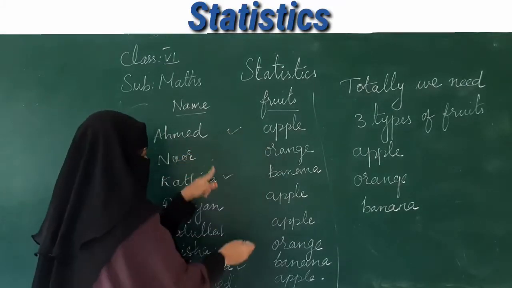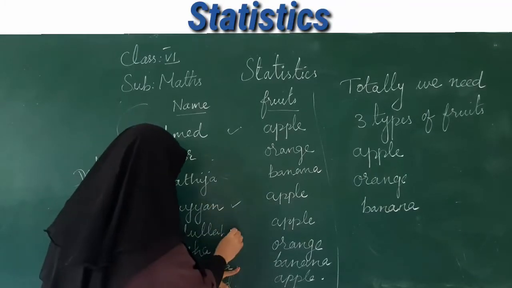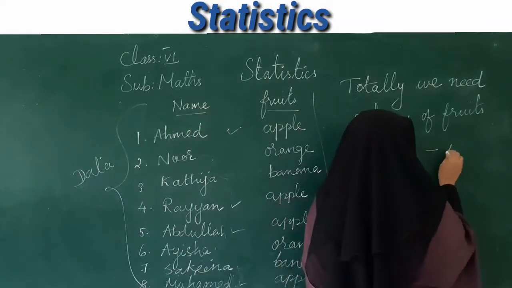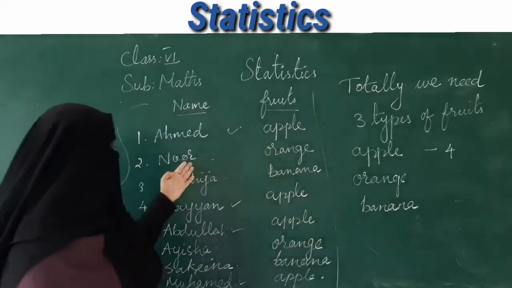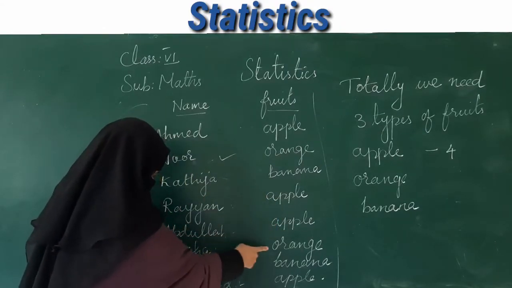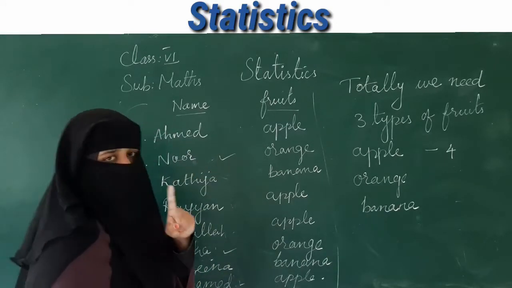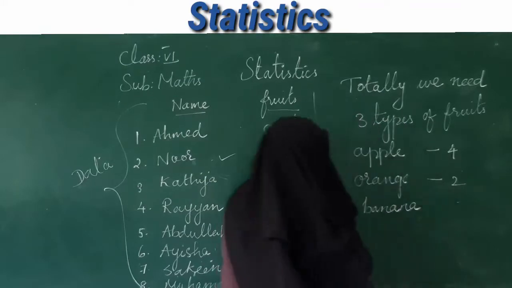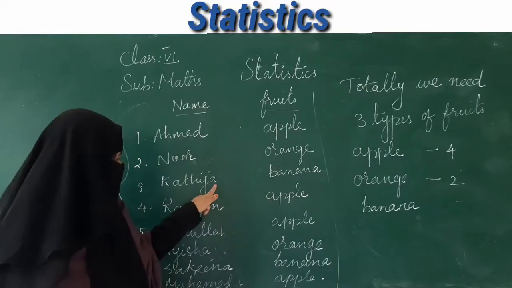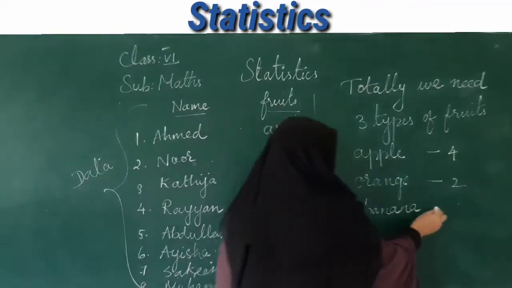Okay, we have to collect how many of them liked apple. That's Ahmad, then Ryan, and then Abdullah, and last one Muhammad. 4 of them like apple. So we need 4 apples. Like that. Next we have to check the orange. How many of them liked orange? Noor and Aisha. The 2 of them liked orange. That's all. Next, banana. Check banana. Khadija liked banana, and last one Sakina liked banana. 2 of them liked banana.